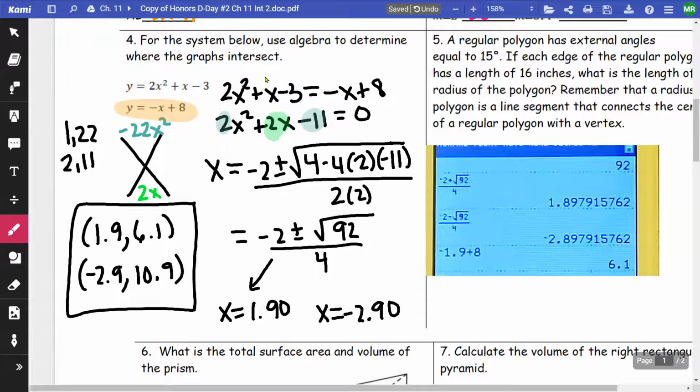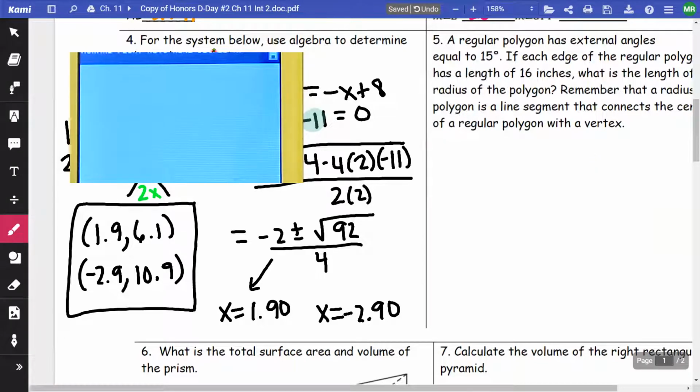Okay. On number 5, we have a regular polygon that has external angles equal to 15 degrees, and each side of the regular polygon has a length of 16. Okay, so first off, I'm going to take 360 degrees, which is the sum of all exterior angles, and divide it by 15 degrees to see how many that is. So 360 divided by 15 gives me 24 sides.